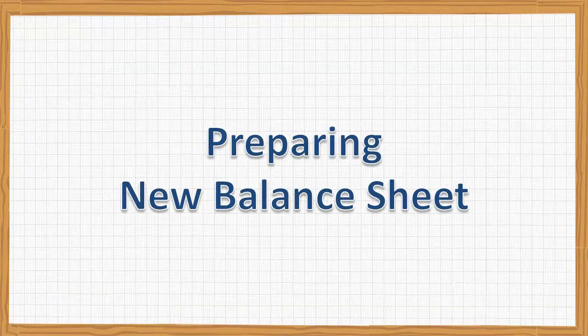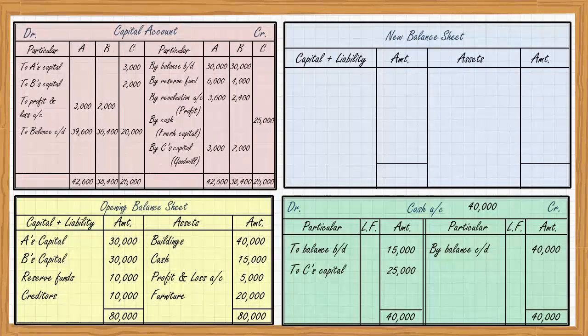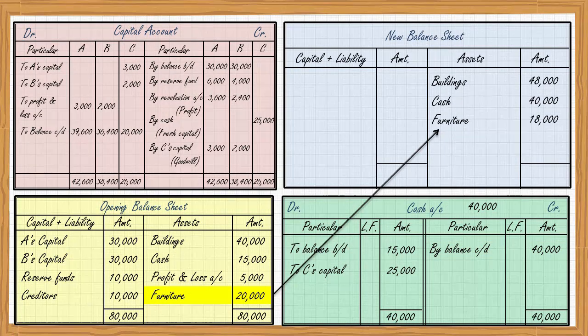Now prepare the balance sheet. Whenever you prepare the new balance sheet, you should keep the opening balance sheet before you so that you don't miss out any item. So building, previously it was 40,000, now it is 48,000. Cash, previously it was 15,000, now it is 40,000 rupees because the closing balance of cash account is 40,000. Furniture, now it is only 18,000 because previously it was 20,000, it was depreciated by 10%. Now it is only 18,000. So the total is 1,06,000.